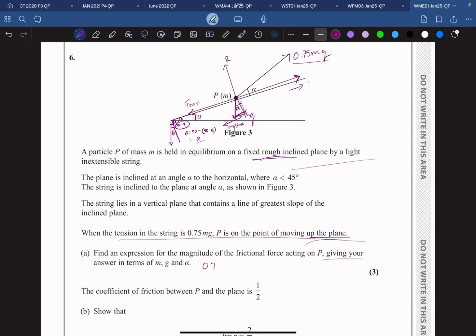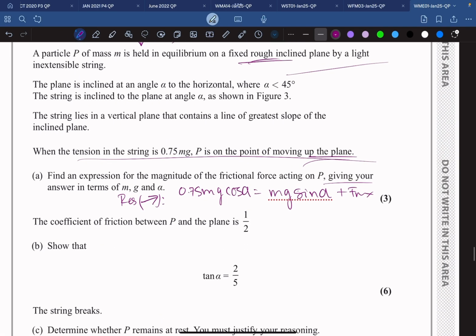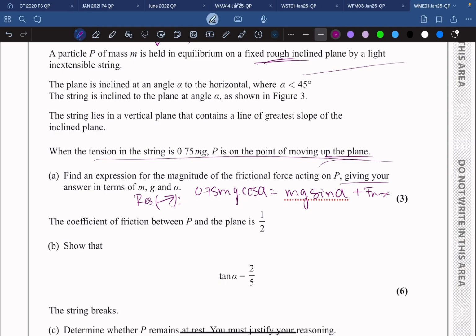So essentially 0.75 mg cos alpha is going to be equal to whatever forces there are opposing that. One of them is mg sine alpha, and the other one is just F max, plus F max. And also be sure to write this down, like you're resolving in this direction parallel to the slope. I don't know if they really care about that, but it's just best if you show that. It's just a form of courtesy essentially.